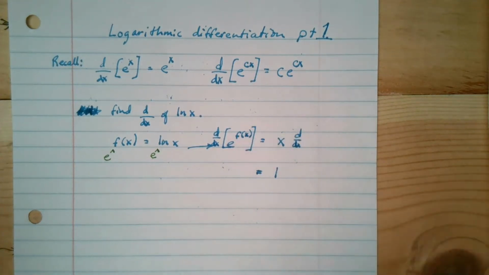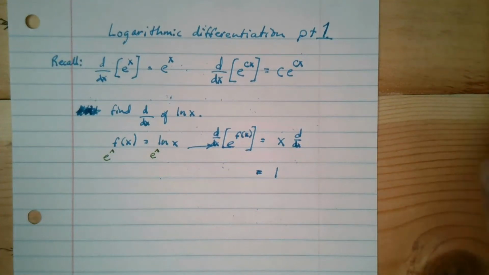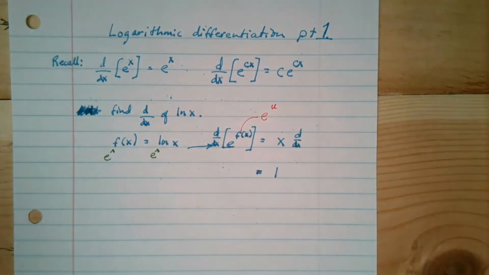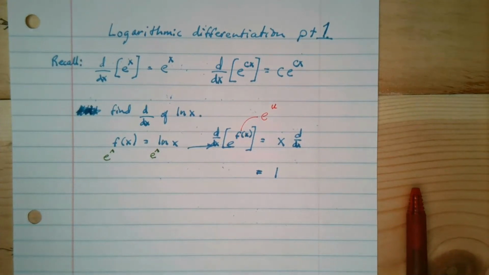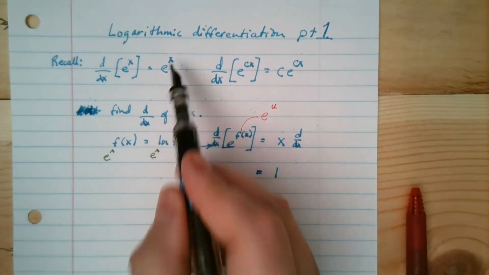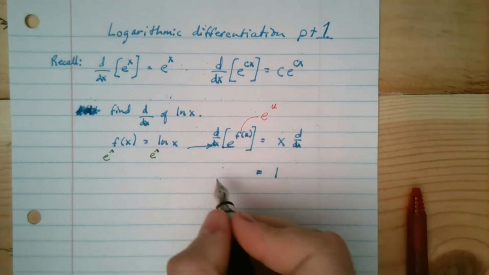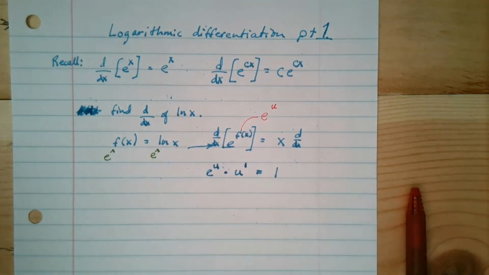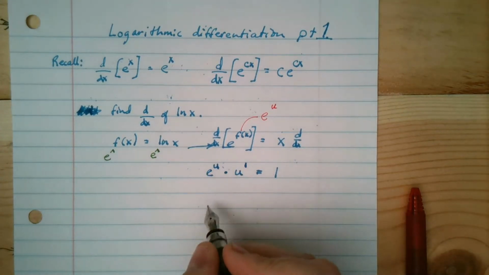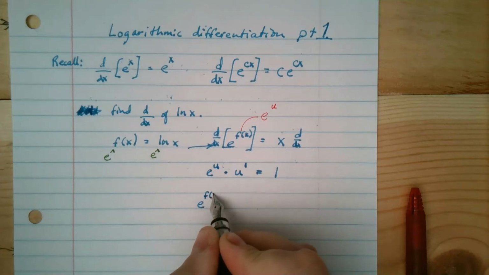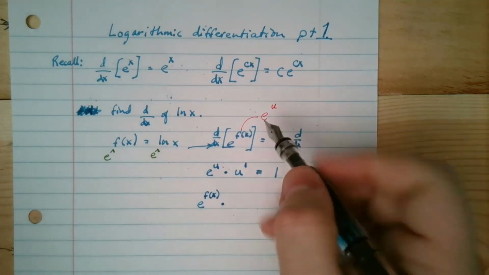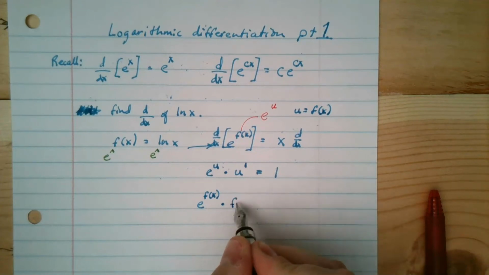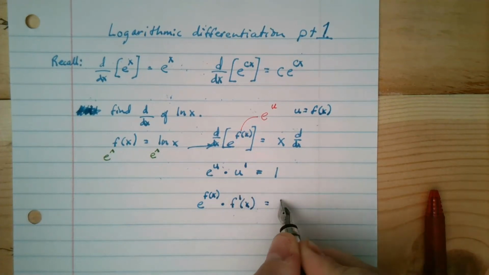Well, what is this? I don't really know. So I'm going to use my trusty friend, the chain rule, and I'm going to call this e to the u. Well, what is the derivative of e to the u? If the derivative of e to the x is e to the x, the derivative of e to the u is going to be e to the u times u prime. Well, e to the u is e to the f of x power, and since u was equal to f of x, u prime is going to be f prime of x.